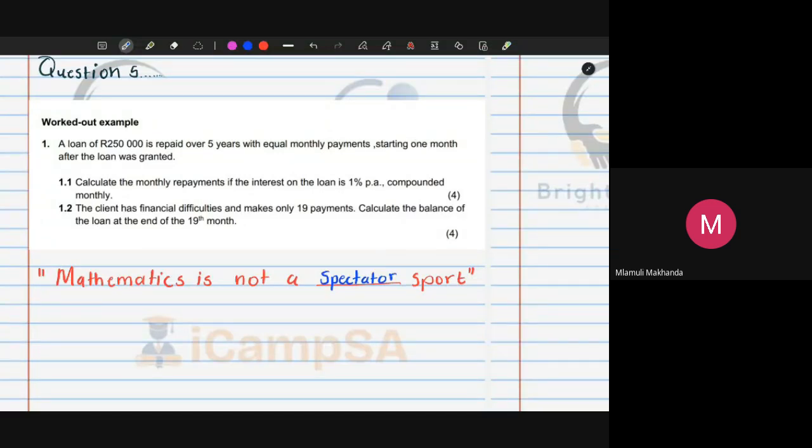Tembisile, what does this quote mean? Kamokelo, what is your understanding of this quote before we start this problem? It's very important, given that you guys didn't do your homework. What is your understanding of this quote? Lebogang. Ayabonga, what is your understanding of this quote?